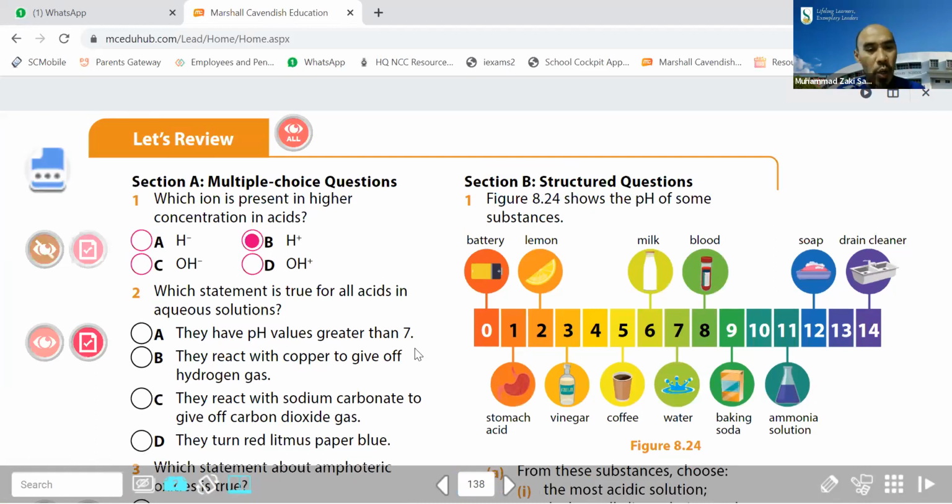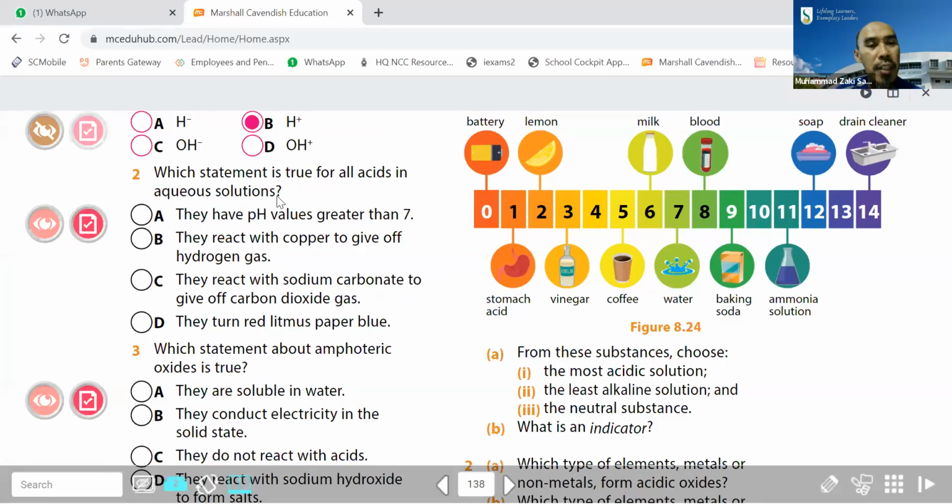Which statement is true on all acids in aqueous solution? Okay, acids must have water, right? pH value greater than 7. Nah, this is alkali. This is alkali.